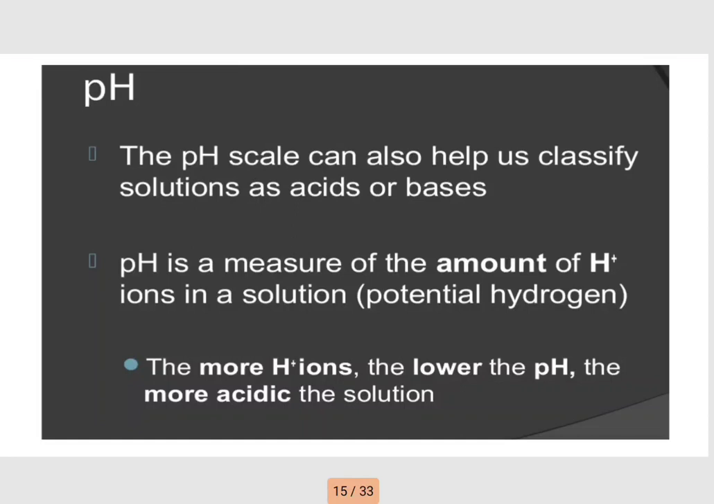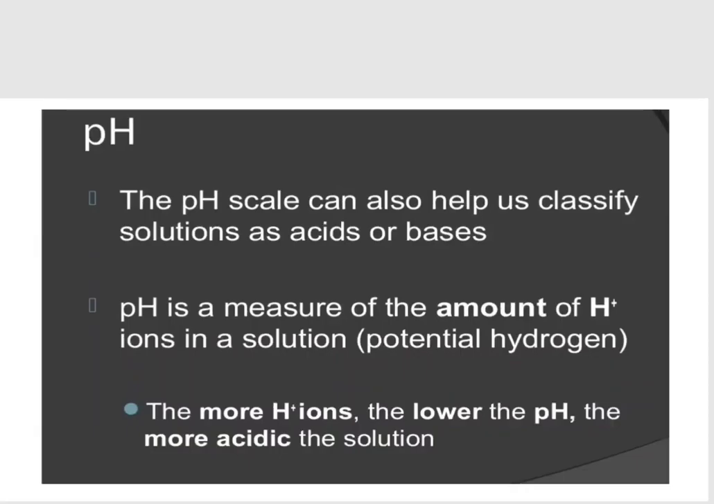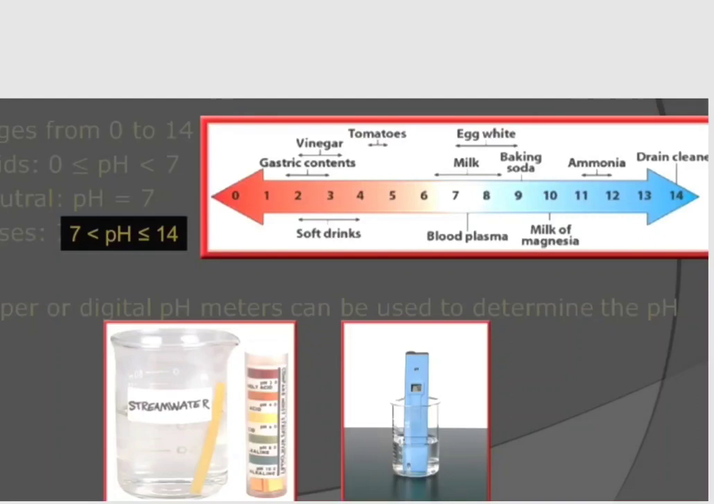Okay, the pH scale also helps classify a solution as acid or base. pH measures the amount of H plus ions in a solution, potential of hydrogen. The more H plus ions, the lower the pH and the more acidic the solution. Okay, this is your scale. You can remember milk, baking soda, ammonia, gastric juice, vinegar, soft drinks also. This is very important.